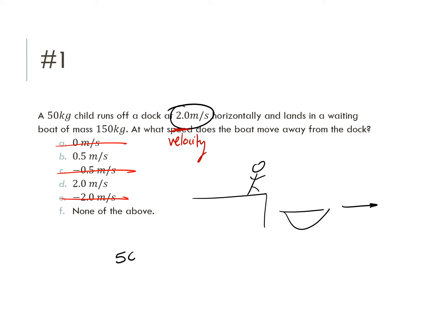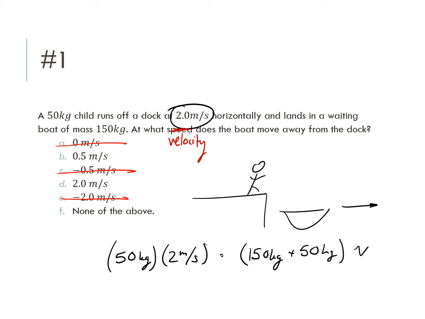So we originally have 50 kilograms going 2 meters per second. The child is going to be in the boat afterwards, so that's going to be our 150 kilogram boat plus our 50 kilogram child, and that is going to be the final velocity that we have. And turns out we're going to have 100 divided by 200, which last I checked is 0.5. So our answer is going to be B, 0.5 meters per second.